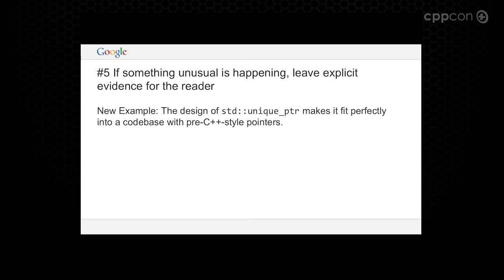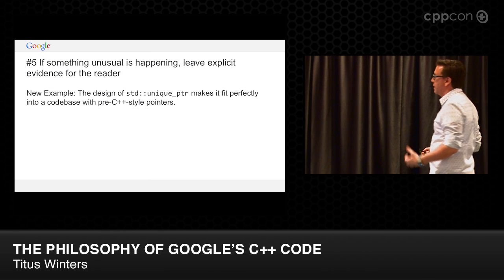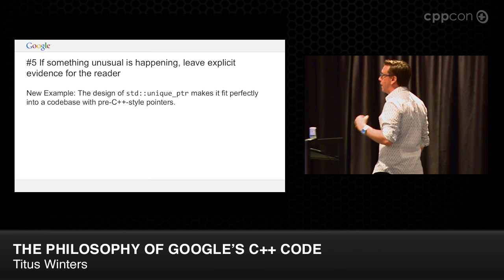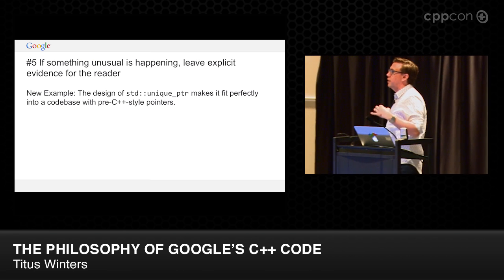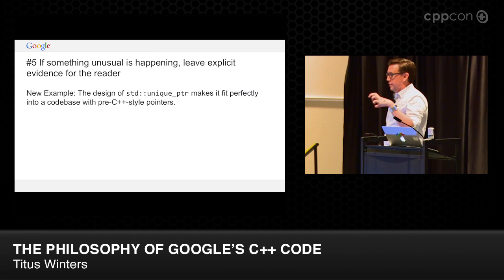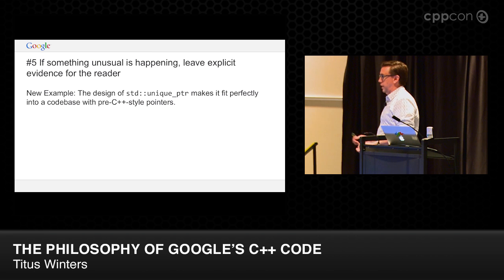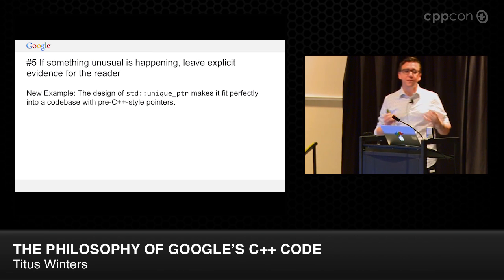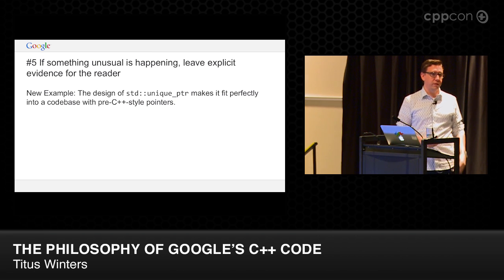There's some problems with this rule. The rule that I like much better is actually unique pointer. This one is hopefully less contentious. The design of unique pointer, and specifically the fact that it does not have implicit conversion from T star, makes use of unique pointer to demonstrate ownership transfer a beautiful thing, even and perhaps especially in a code base with tens of millions of lines of legacy code that predated unique pointer.